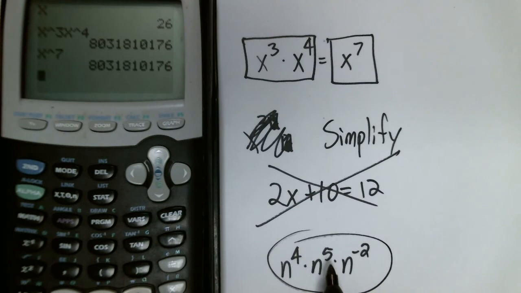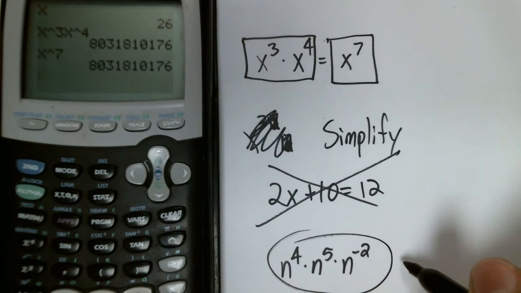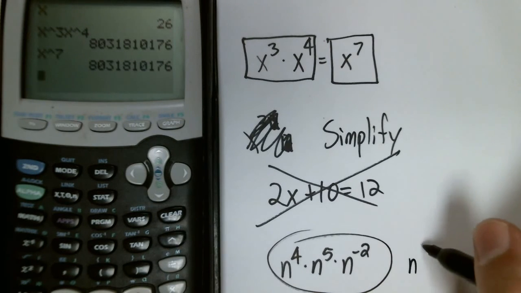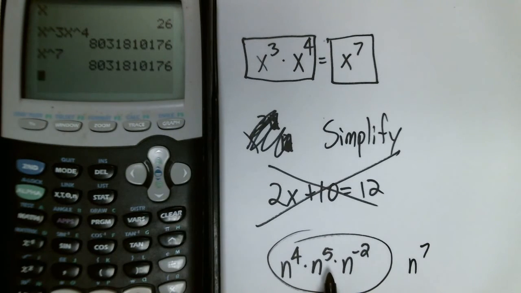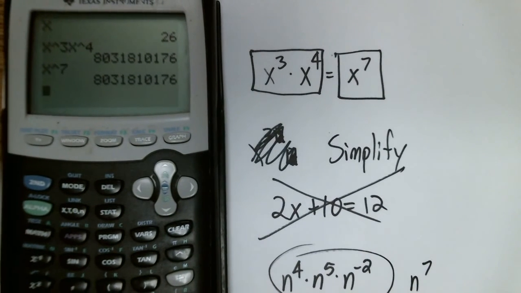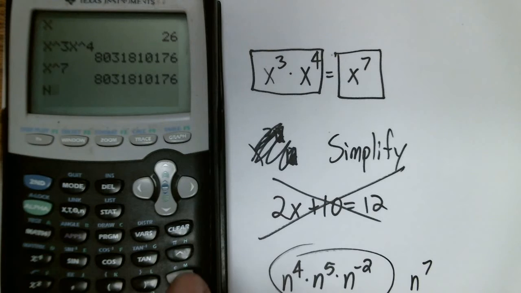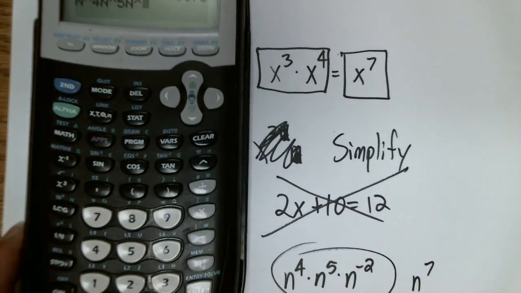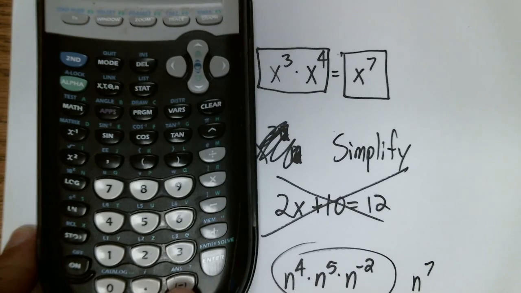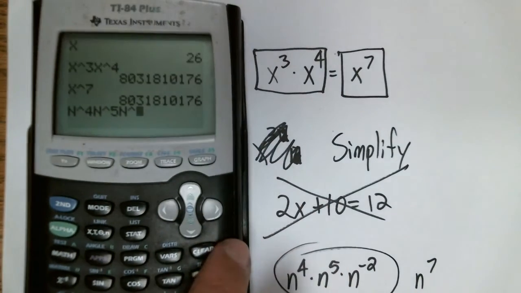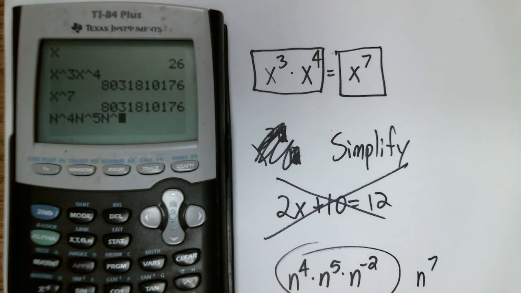In this case, I add the 4 and the 5, and that's 9, subtract the 2, and we're going to say that's equivalent to n to the 7th. Okay, so let's enter in our original problem. Now here I'm going to use n's. On my calculator, I'm going to press alpha n raised to the 4th, alpha n raised to the 5th, alpha n raised to the negative. Now here's the negative button. Don't forget that. Here's the negative down here where my finger is. You got to know the difference between subtraction and the negative button right here. So don't miss that. N to the negative 2.